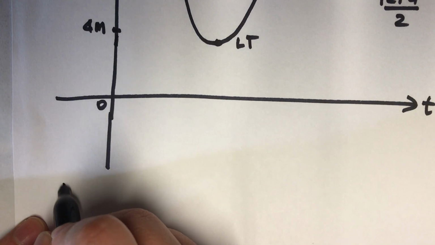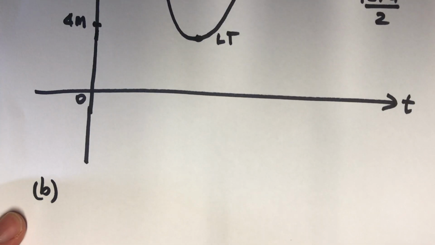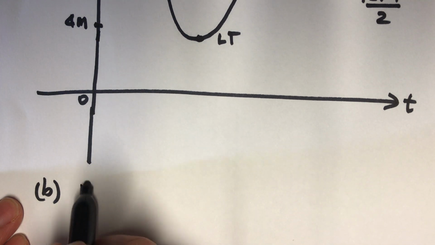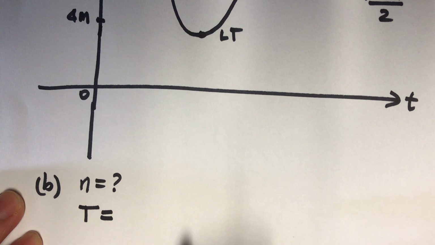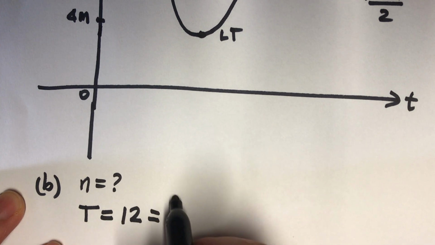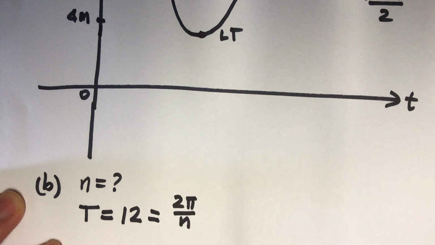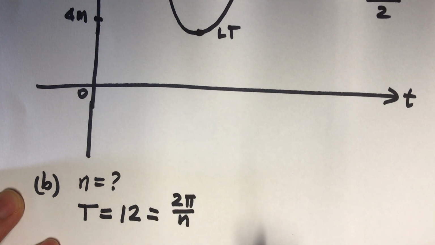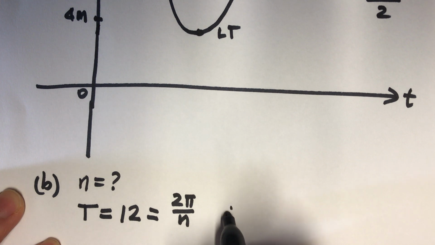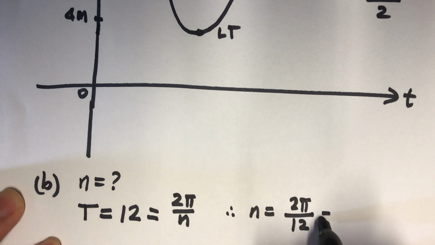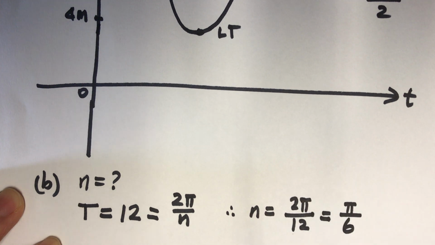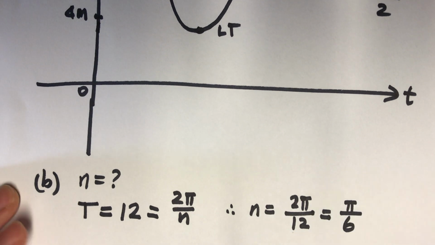Now the B, let's have a look at the B. Find n. Now the period was 12 hours. Okay, it says that in the question. That means 2 pi over n is 12, because it's a cosine. So therefore my n equals 2 pi over 12, which is pi over 6. So that's my n.